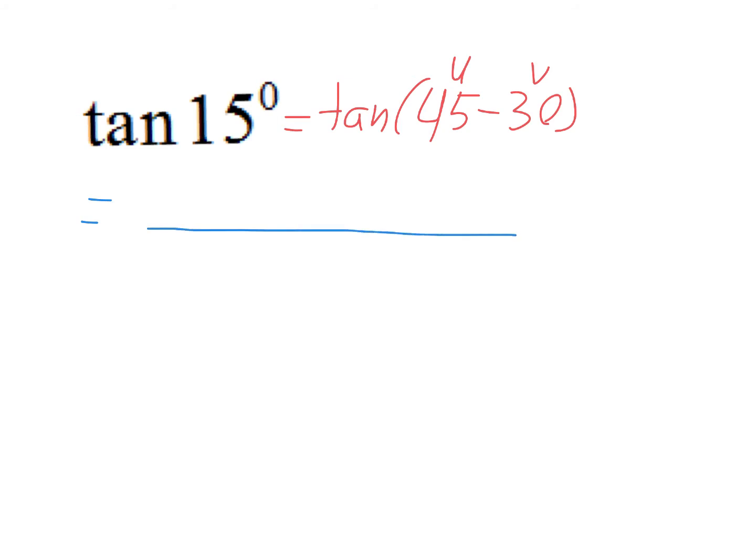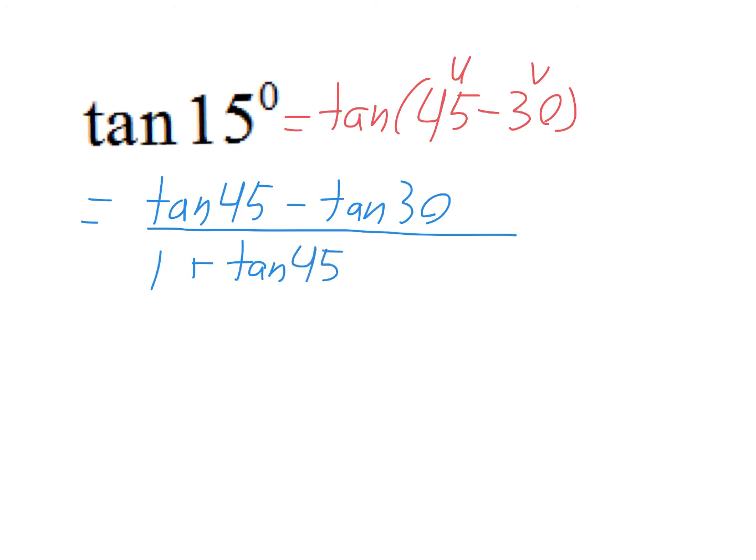So, tangent of 15. It's already in the desired form, so we just need to figure out two numbers that will add up to 15 or subtract down to 15. For me, that's going to be the tangent of 45 minus 30, with 45 being my u and 30 being my v, which means that my equation is going to be the tangent of 45 minus the tangent of 30 divided by 1 plus the tangent of 45 times the tangent of 30.